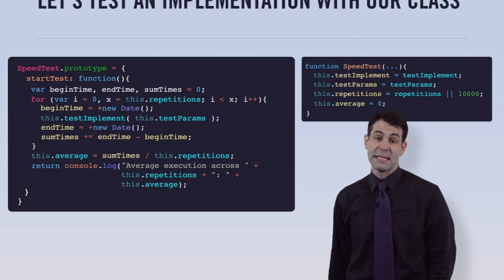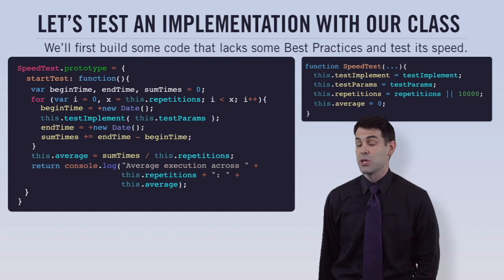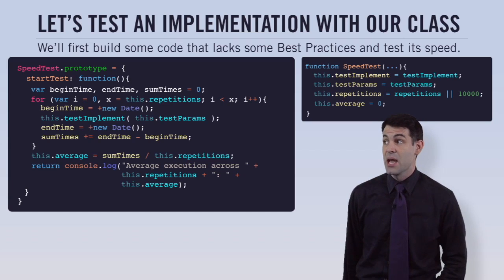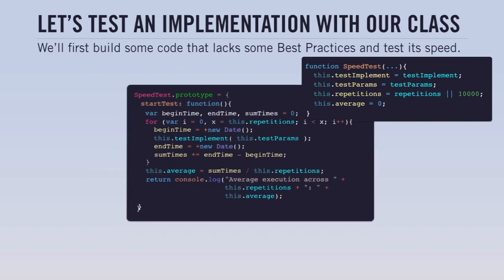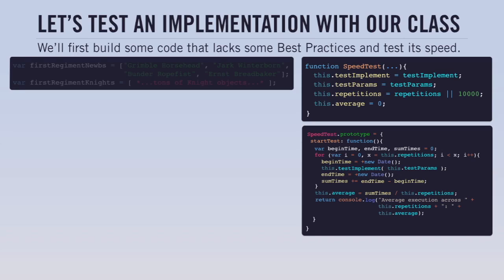Cool, so let's test an implementation using our new speed test class. The first thing we're going to do, though, is we're going to build some code that lacks some best practices and then test that speed. Let's see what happens. We'll scoot our prototype down over here underneath our constructor, and then we'll give ourselves some data to start off with.